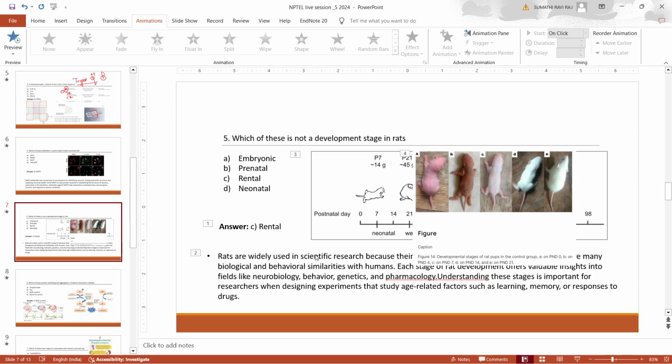Okay, so this is how your rats look at different stages of development. First is your neonatal stage, then your weanling stage, then your peri-adolescent, adolescent, young adult, adult, etc. Next, they are a very good model for different behavioral, neurobiological, genetical, molecular, pharmacological, and clinical studies.